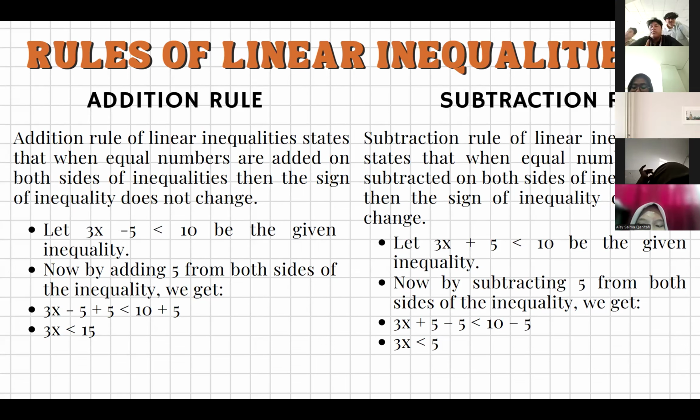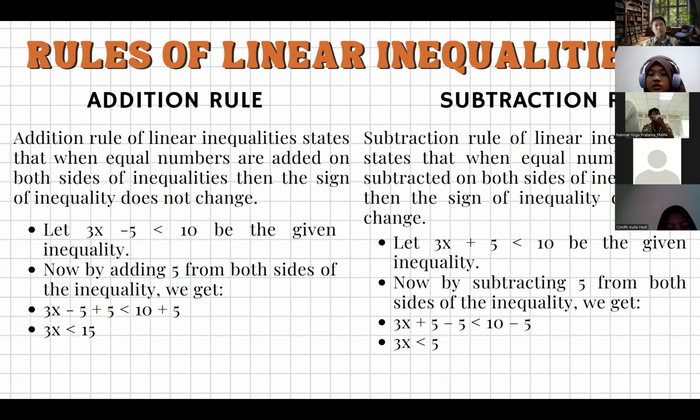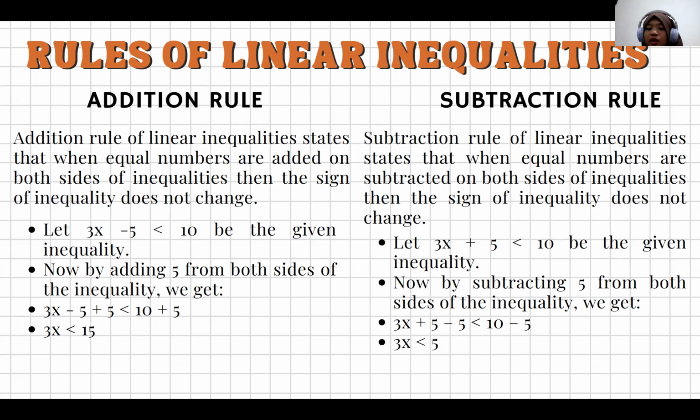Let 3x plus 5 is less than 10 be the given inequality. Now, by subtracting 5 from both sides of the inequality, 3x plus 5 minus 5 is less than 10 minus 5. So we got 3x is less than 5.